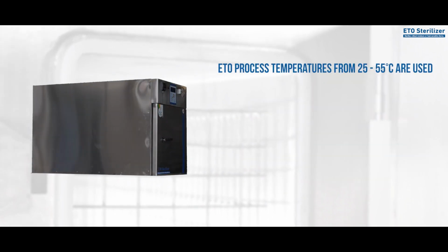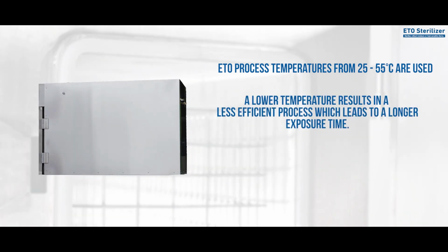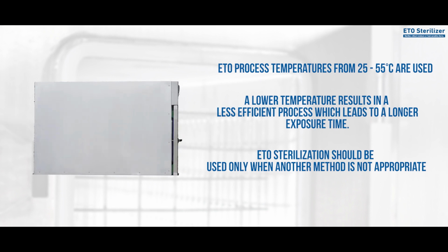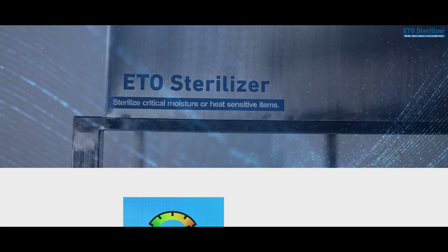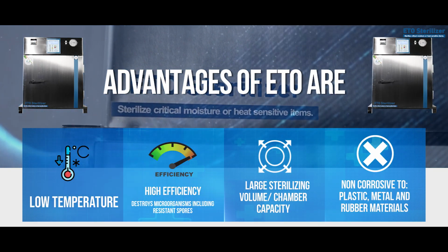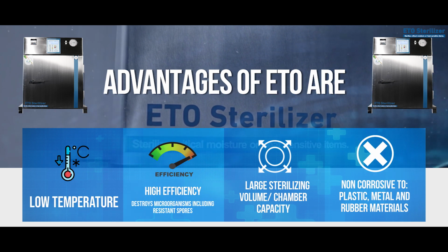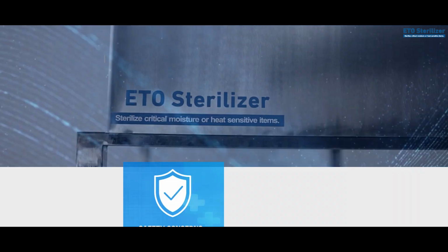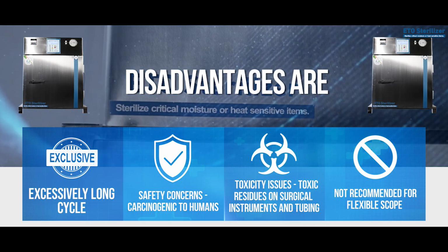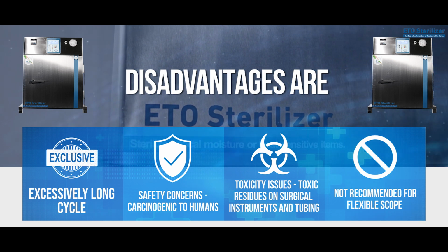ETO process temperatures from 25 to 55 degrees Celsius are used. A lower temperature results in a less efficient process, which leads to a longer exposure time. ETO sterilization should be used only when another method is not appropriate. Advantages of ETO are: low temperature, high efficiency, destroys microorganisms including resistant spores, large sterilizing volume/chamber capacity, non-corrosive to plastic, metal and rubber materials. Disadvantages are: excessively long cycle, safety concerns, carcinogenic to humans, toxicity issues, toxic residues on surgical instruments and tubing, not recommended for flexible scope.